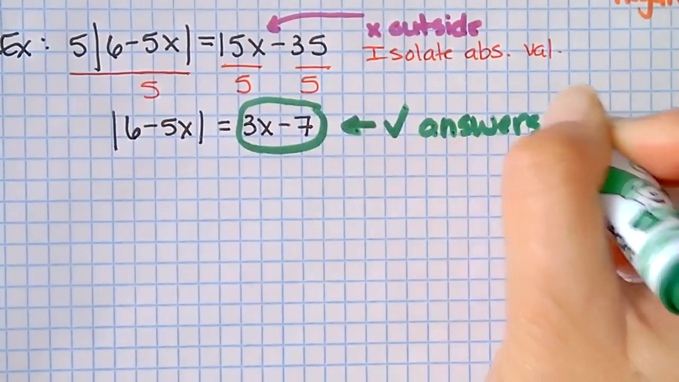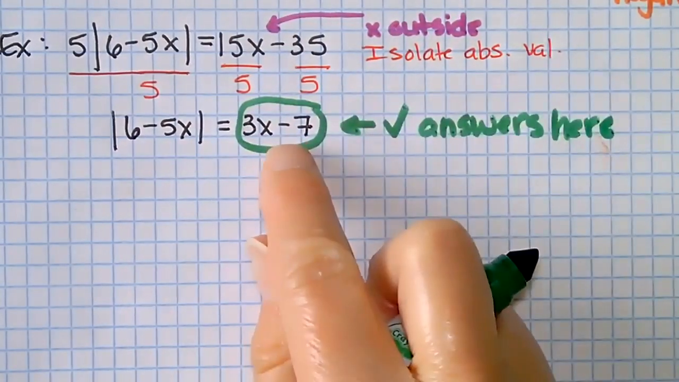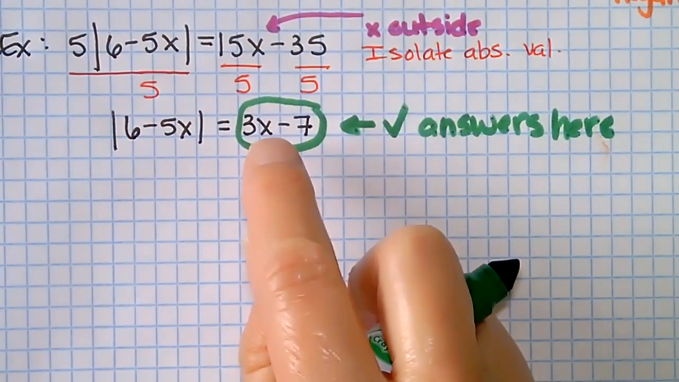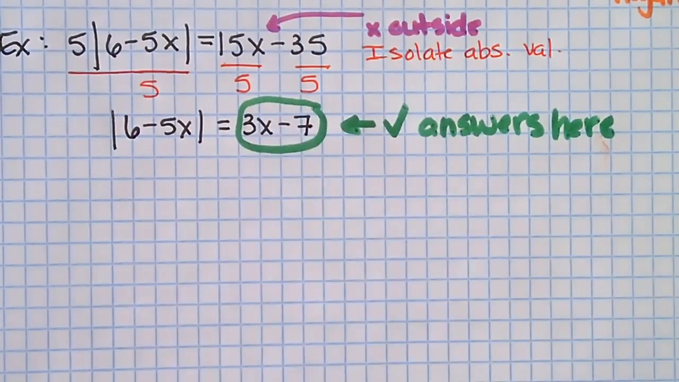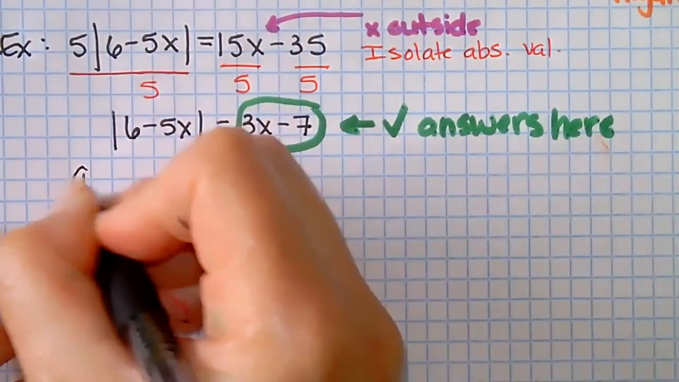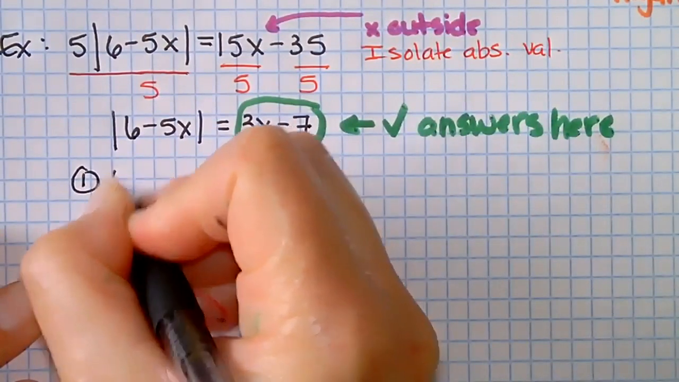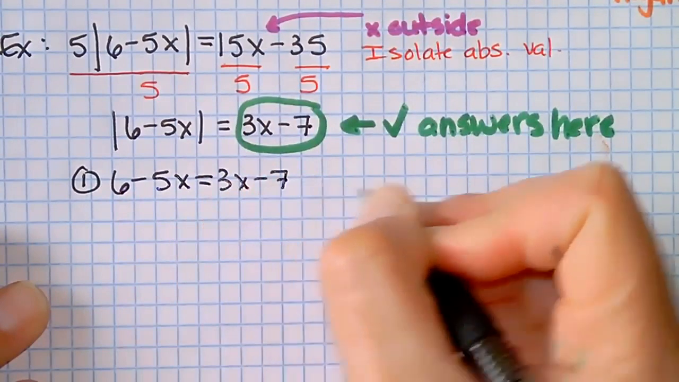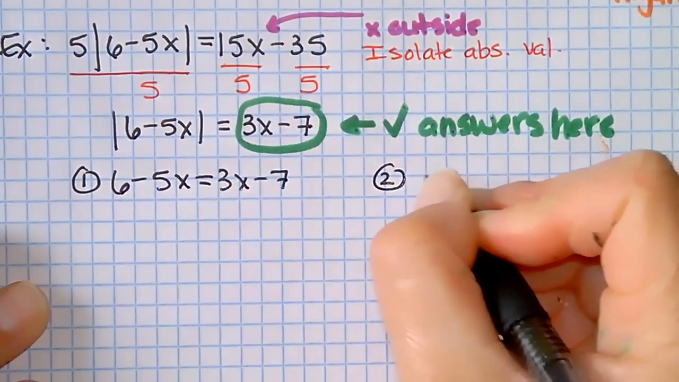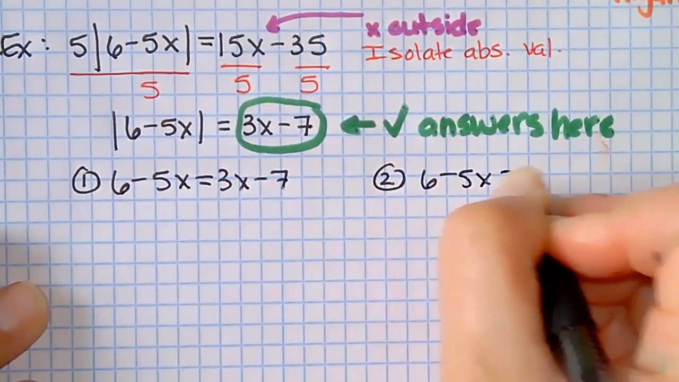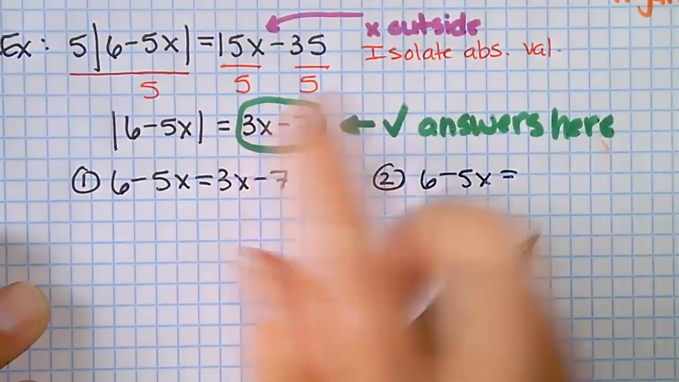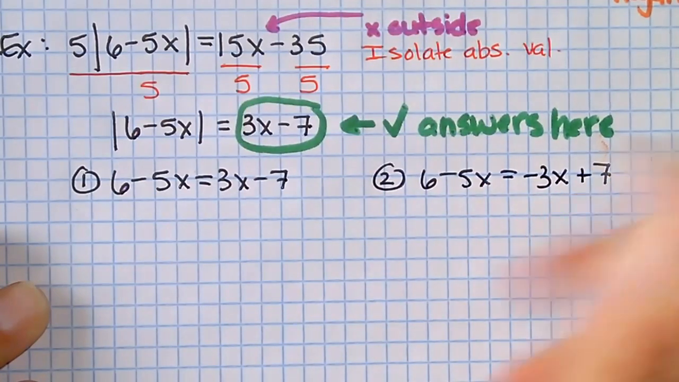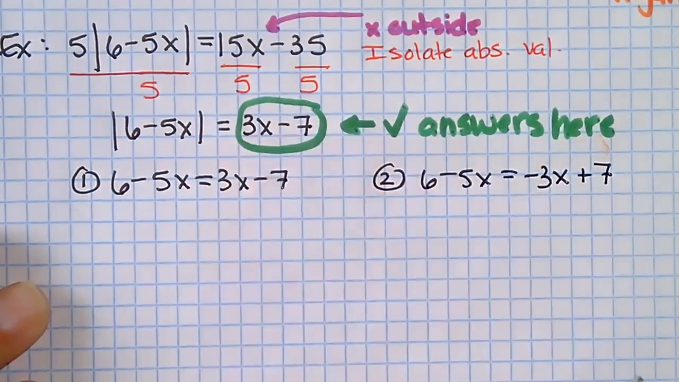Check answers here, because I do not know if this is positive. I do not know if this is negative. I need to know what my x is. So we're going to work it out. We're going to write our 2 equations. 6 minus 5x equals 3x minus 7. My second equation, still 6 minus 5x, but this time I'm going to make this side opposite. So I get a negative 3x plus 7. I make both of these opposite of what they were.